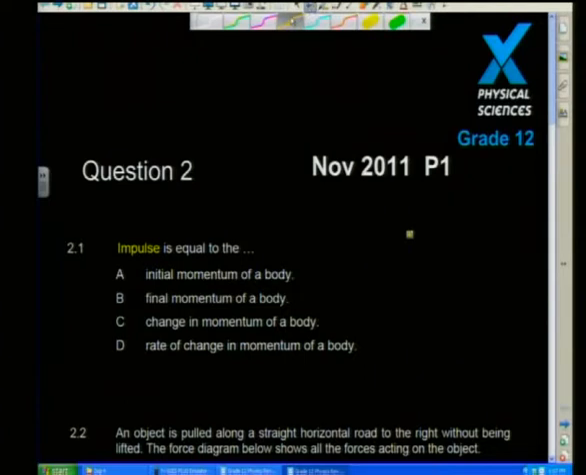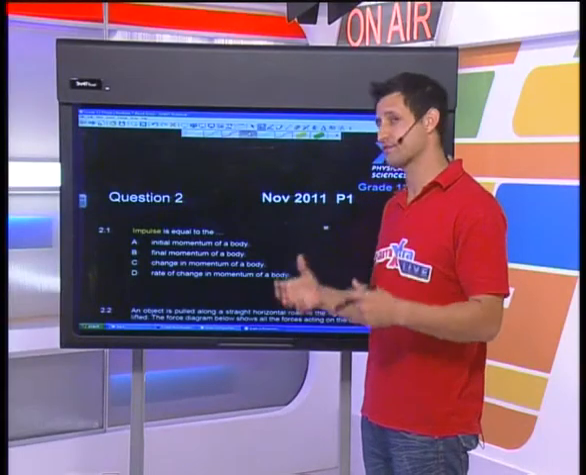Okay, well, impulse is equal to the initial momentum. I'm not entirely sure the word momentum is in there. It's a maybe. The final momentum of a body. Okay, well, that doesn't sound quite right either. Okay, C, the change in momentum of a body. Okay, well, this is starting to look a little bit more sane. I've got an idea of what's going on here. It's something to do with momentum. Then the rate of change in momentum of a body. Okay, well, this is all starting to look a little bit familiar. But what I'm going to do is make my life a little bit easier.